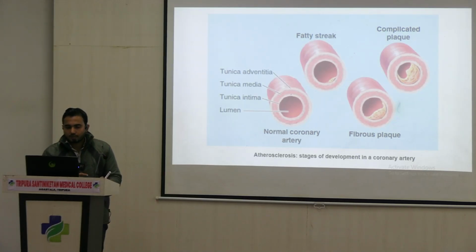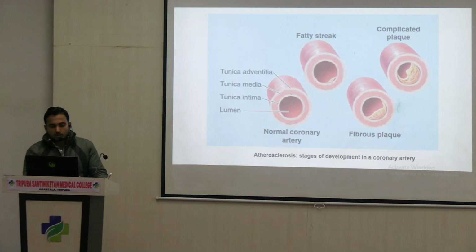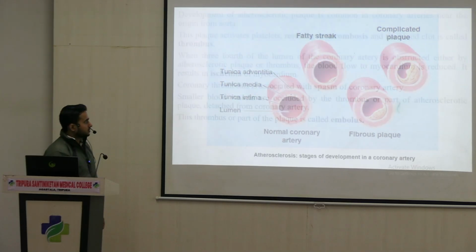Now when 3/4 of the lumen of the coronary artery is blocked, the myocardium will not get enough blood supply, and that is called ischemia of the myocardium. Now smaller blood vessels are occluded by thrombus or the part of atherosclerotic plaque which is detached from the coronary artery, and that detached part is called an embolus.